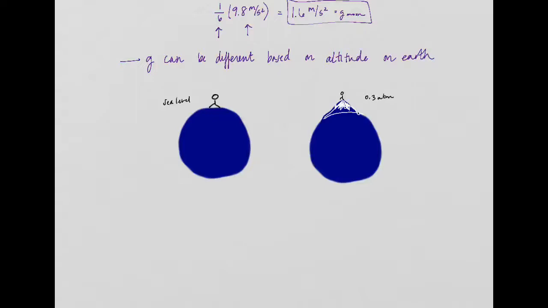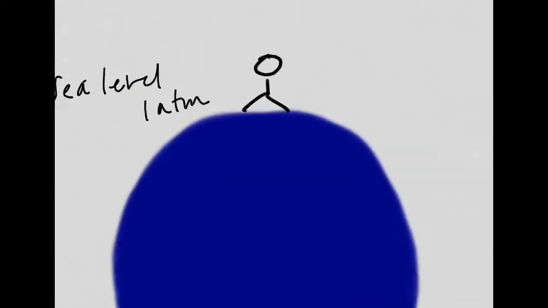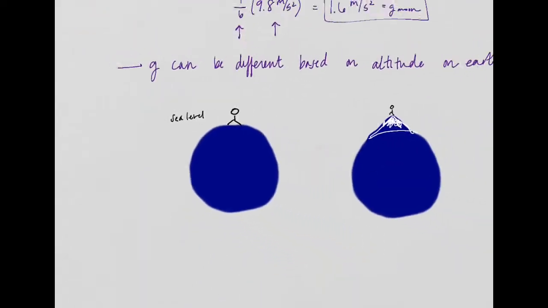So my altitude is, remember at sea level, let's say it's 1 atmosphere. So I'm at a higher altitude, therefore the pressure that I feel is lower. But it's not only pressure that I feel, I also feel less gravity when I'm at this high of an altitude.